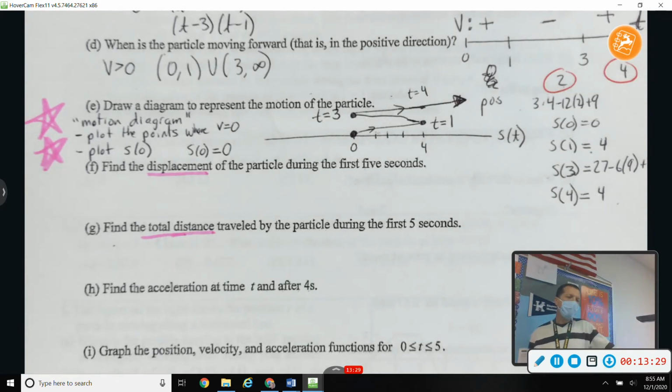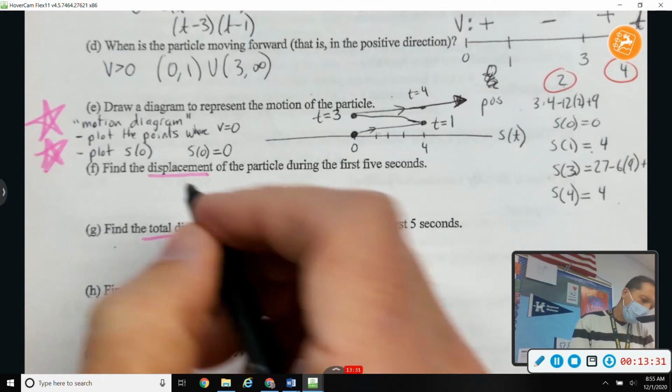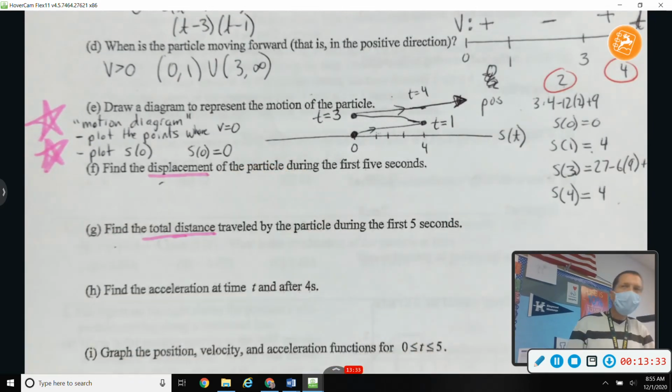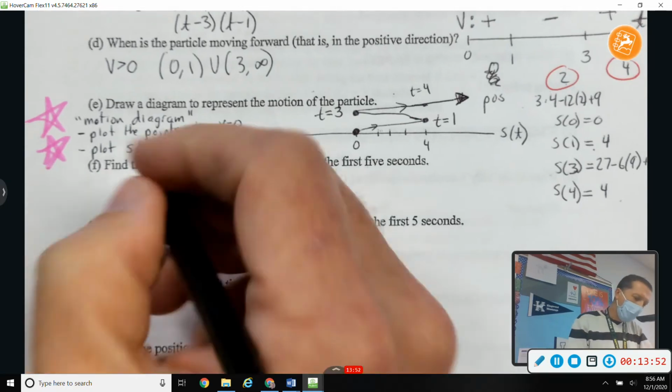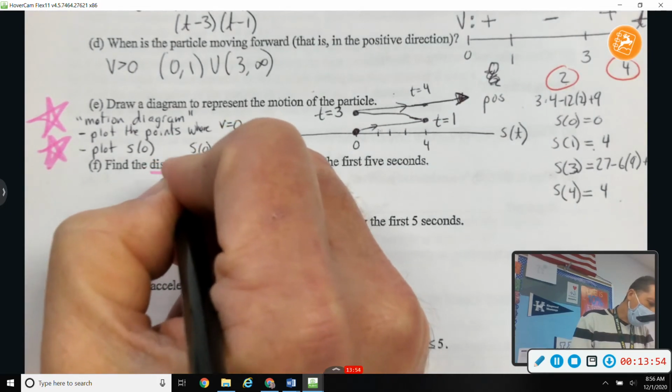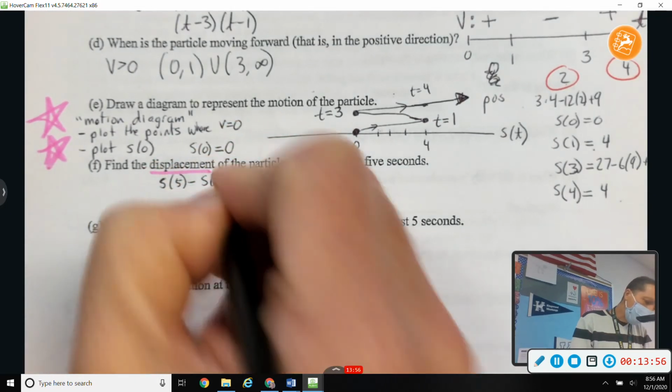Find the displacement of the particle during the first 5 seconds. So displacement is just where you are relative to where you started, right? It doesn't matter how you got there, right? From physics, you remember this? Remember if you run around the track 4 times, you've run a mile, but your displacement is what? 0. So displacement is just where you are relative to where you started.